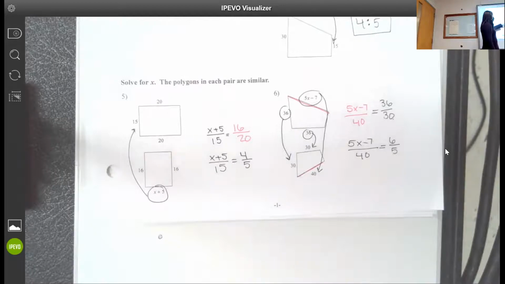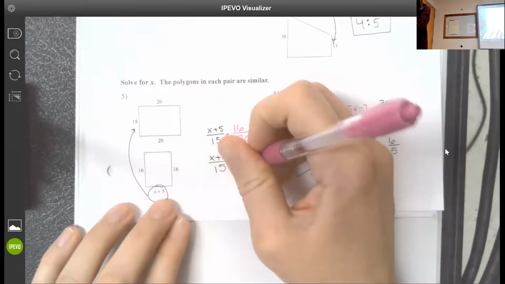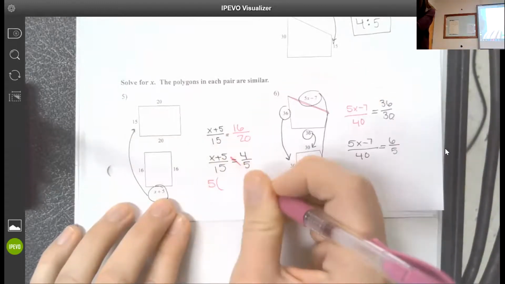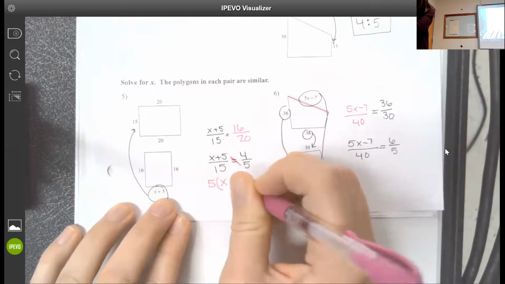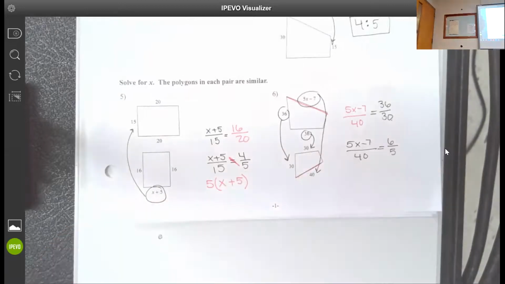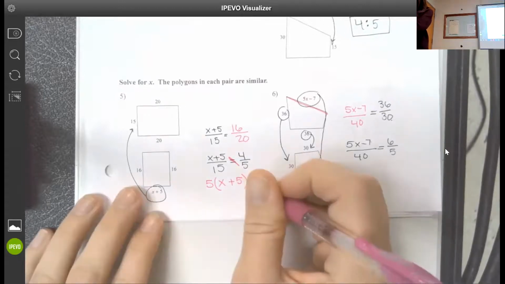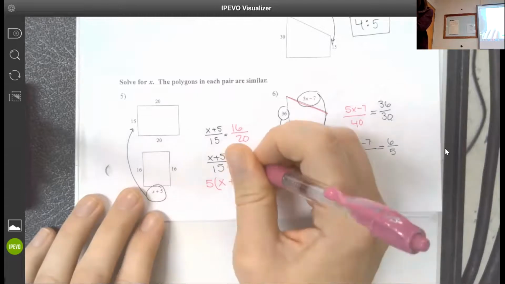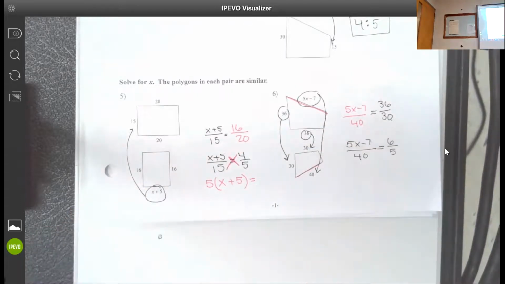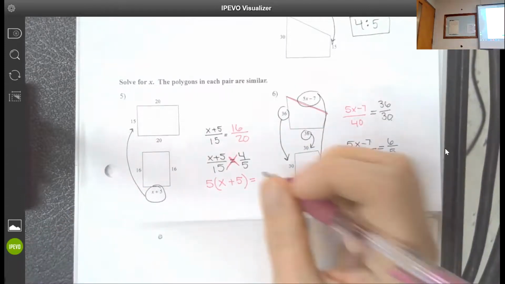So when I multiply this 5 and x plus 5 together, this is what we need to be careful of, is that 5 has to multiply by that entire numerator, all of x plus 5. So I'm going to put it in parentheses and eventually we'll distribute, right? Is equal to, and 15 times 4 gives me 60.